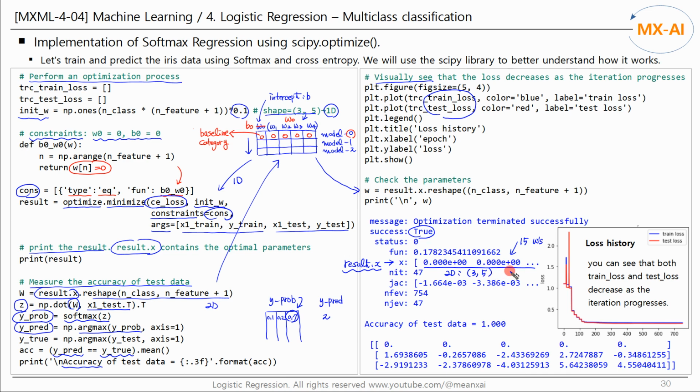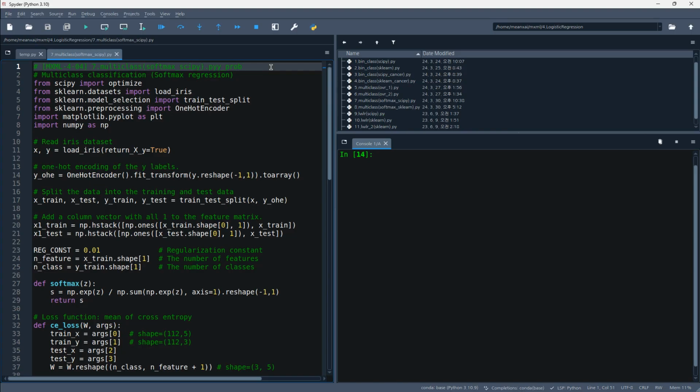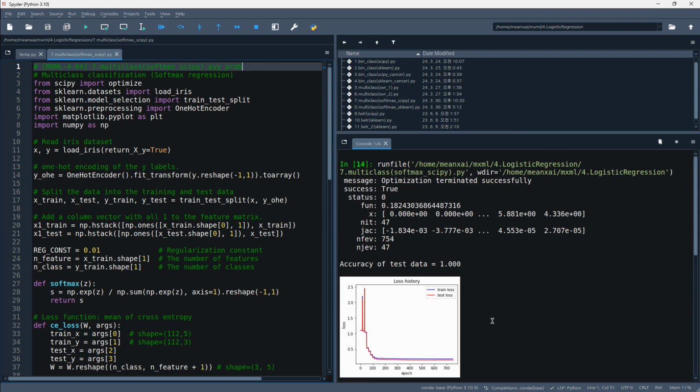The accuracy of the test data is measured at 100%. The estimated W matrix is as follows. The first row is all 0 because it is the baseline or reference category. And the history of the train loss and test loss are like this. We can see that both decrease significantly as the iteration progresses. Let's run this code. The results came out like this.